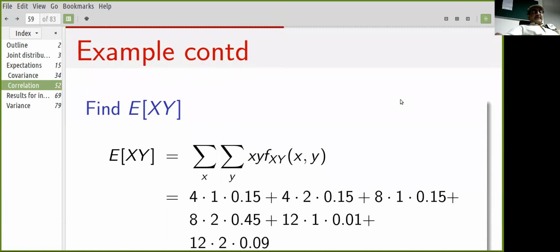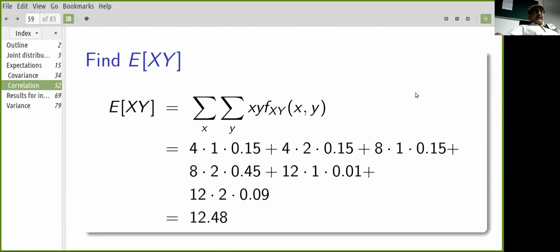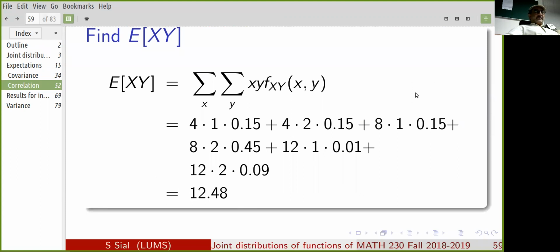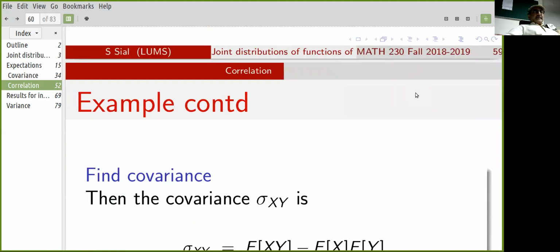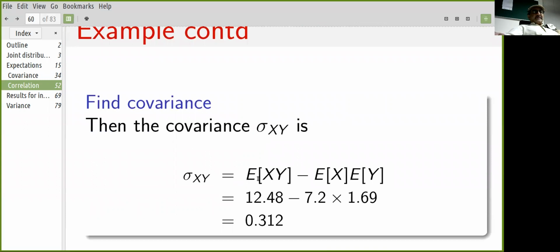Now we need the expectation of x times y. So you do the double sum over the allowed values of x and y of x times y times the PMF f sub xy. And if you do that, you get 12.48. Then the covariance is given by the expectation of xy minus the expectation of x times the expectation of y, and you get 0.312.